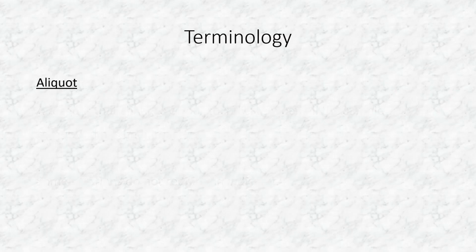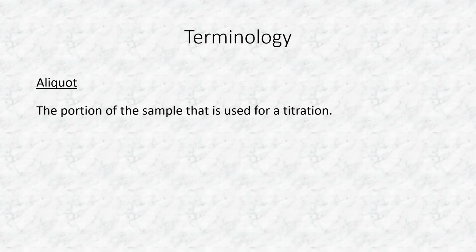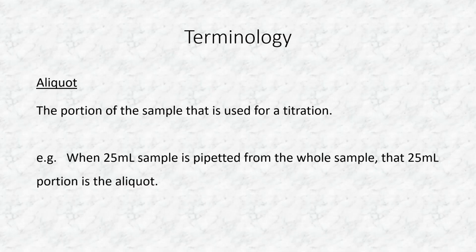Another word you might come across is aliquot. The aliquot is just the portion of the sample that's used for the titration. This is the amount that you pipette out from the bigger sample, usually from the quantity that was made up in the volumetric flask prior to starting. For example, if you pipette a 25 milliliter sample from the volumetric flask, that portion that you pipetted out is the aliquot. The aliquot is what you pipette into the flask and what you use for the individual titration.